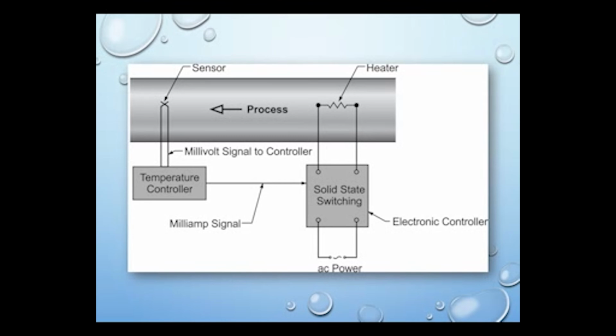For some processes, maintaining a temperature range is critical and requires fast response adjustments. Solid-state controllers will adjust the voltage to regulate the current flow, which will keep temperature at a steady level.